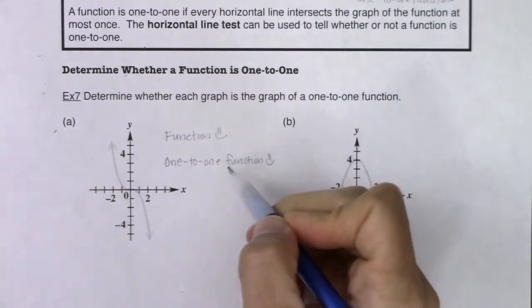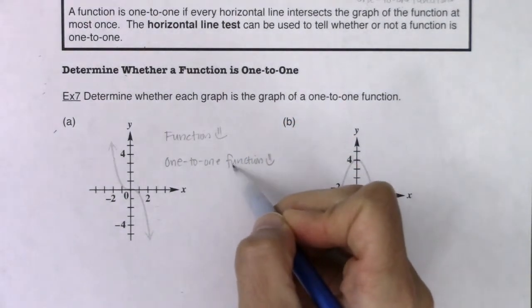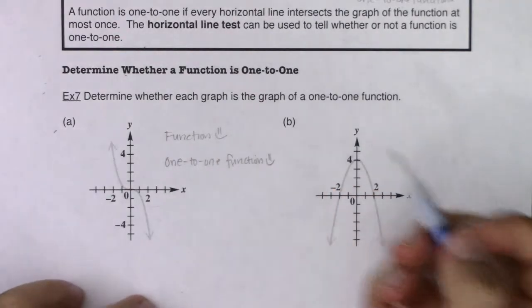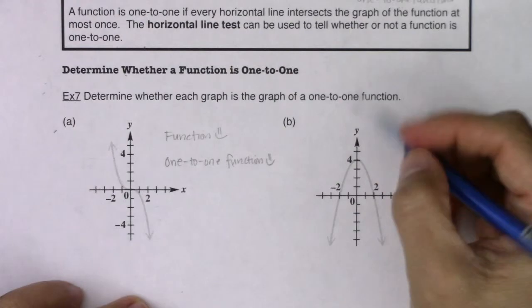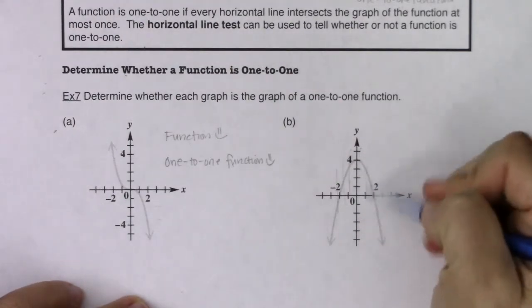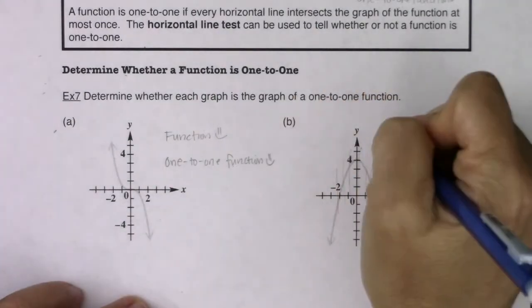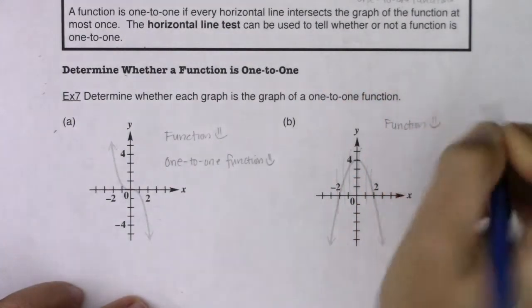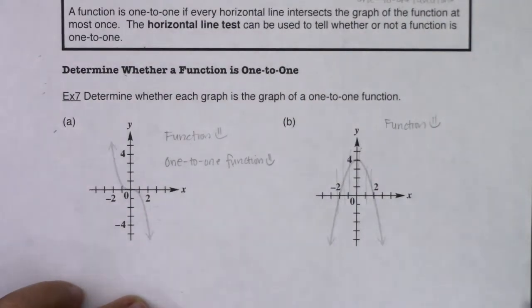That means it has a few more properties than functions that exist that aren't one-to-one. All right, let's take a look at part B. Is this relation a function? It looks like it, right? If I send some vertical lines through it, it looks like a function. It passes the vertical line test, the VLT.